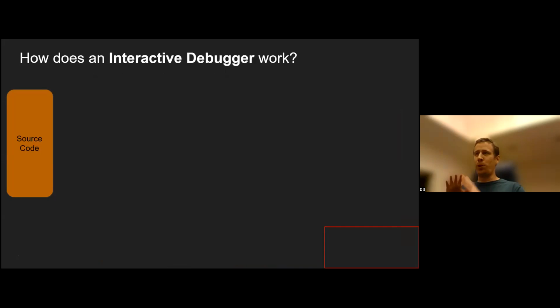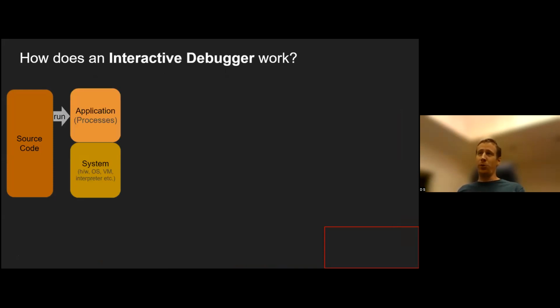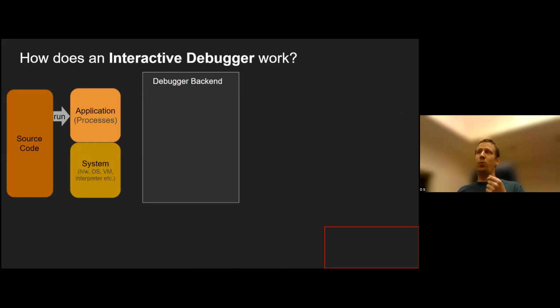So here I would propose a basic model of general interactive debugging, and that is this. So we have the source code, and we have a system, and then we run that source code on the system. We load it into one or multiple processes in terms of an application. So we are running the application now. And next, we have a debugger. So the debugger usually has a backend and the front end.